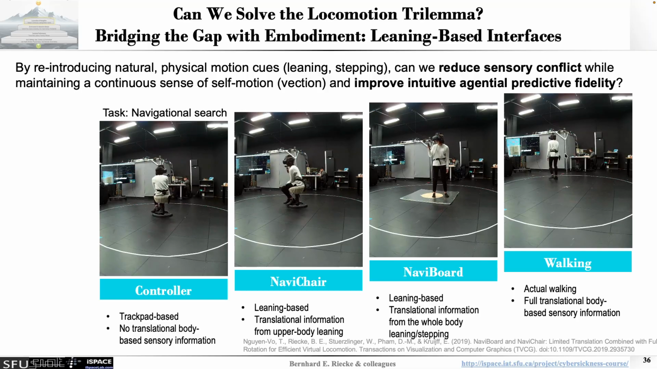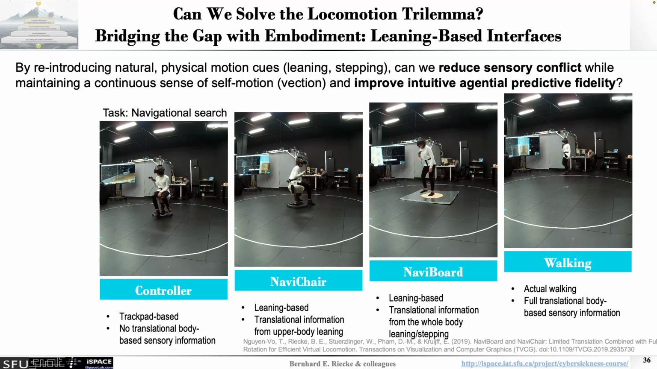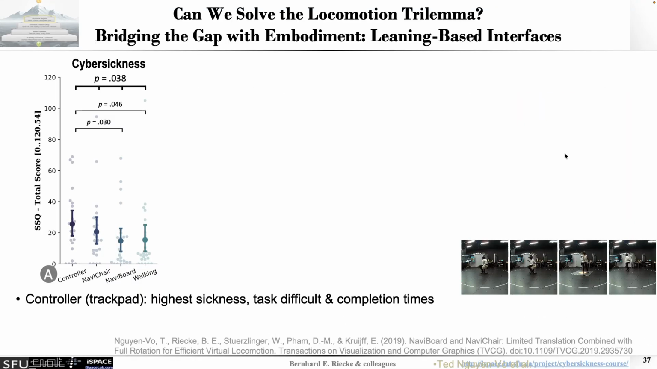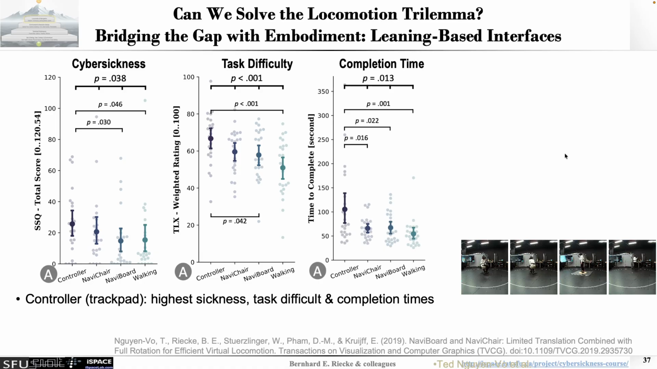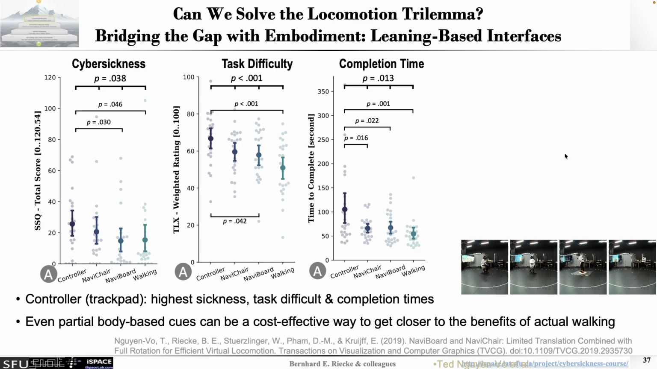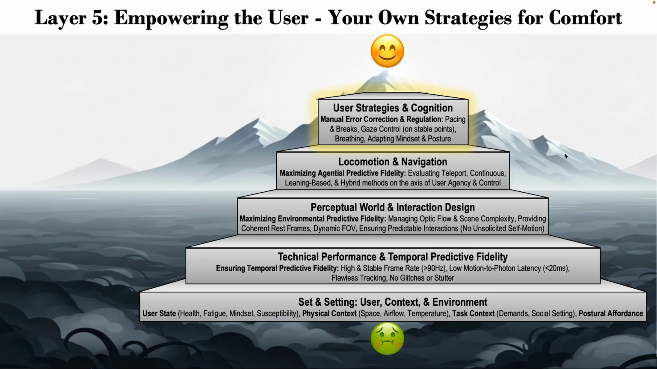And just as an example, what we tried here is to see, well, if you give people more embodied locomotion cues, like instead of using a controller, ask them to lean on a chair or do stepping motions or physically walk, in a navigational search task, would that actually help to improve performance? And yes, it does. So basically, the more embodied cues you provided, the more cybersickness went down, task difficulty went down, and also completion time went down. So the idea really worked in the sense that even partial body cues help to improve and get some of the benefits of actual walking.